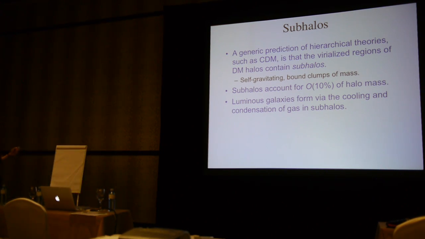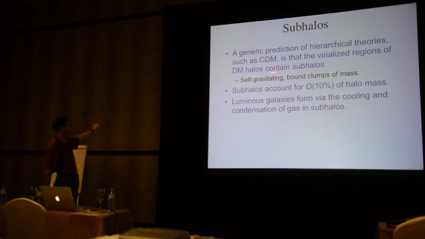The existence of this substructure is, of course, a very generic prediction of hierarchical theories, because in hierarchical theories, matter forms bottom up, and I start with very small structures that are accreted and merge into larger and larger structures. Those structures are not all disrupted, although a large number of them are. And so the virialized regions of dark matter halos contain subhalos. The virialized regions of the subhalos contain sub-subhalos, and it goes all the way down. Right? There's this whole hierarchy of things.